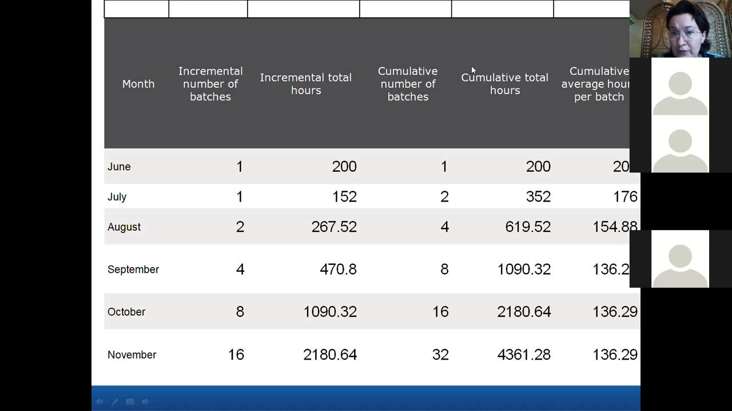The same situation with the cumulative total hours. Using column 3, incremental total hours, we can calculate the cumulative total hours using the figures for the previous month and for the current month, and calculating the sum. And cumulative average hours per month per batch. We can calculate these figures, and you will see the result in the last column.